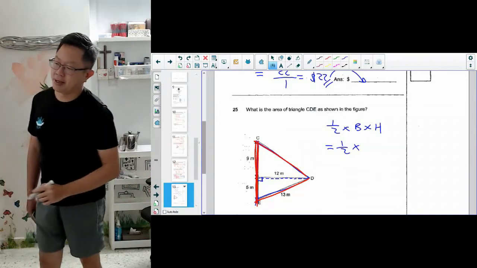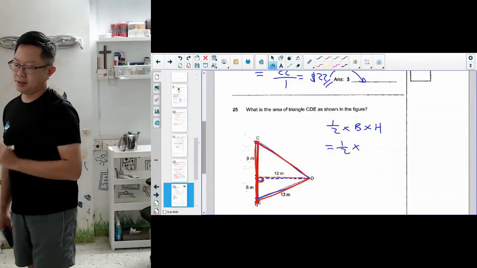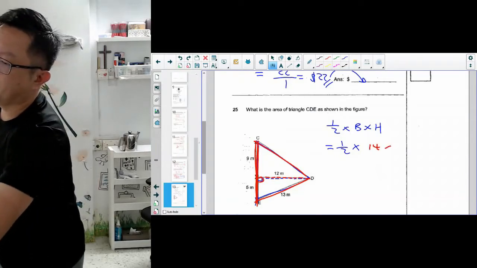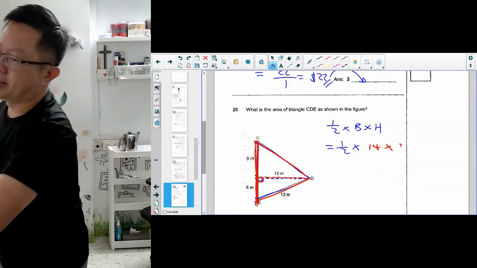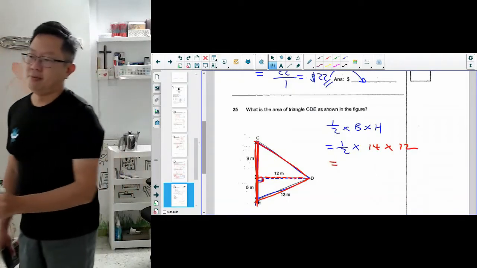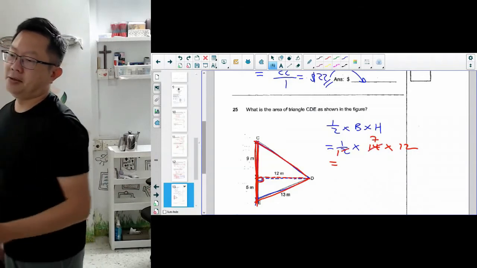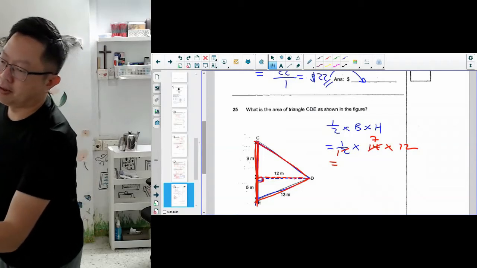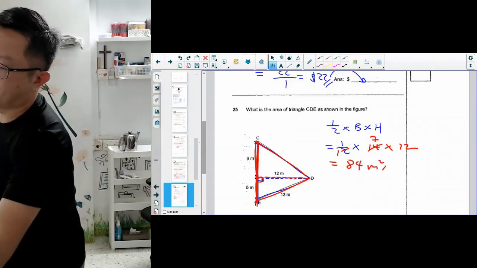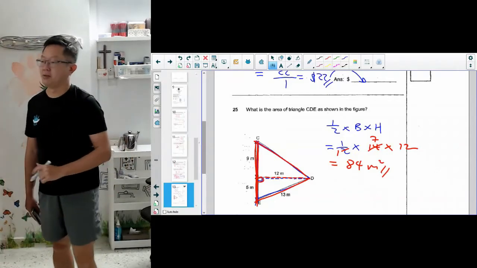Alright, because there's a right angle box and it's perpendicular to the height. So the base is 9 plus 5, that is 14, and the height is 12 meters. Alright, so again, you must know how to cancel. So you divide by 2, 14 divided by 2, and then you take 7 times 12, you get 84. So the area of the triangle is 84 meters square. Okay, so that's how you find the area of the triangle.